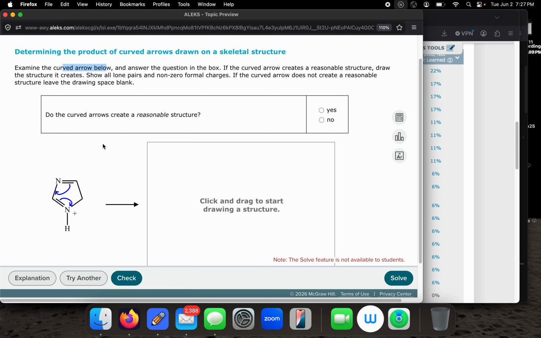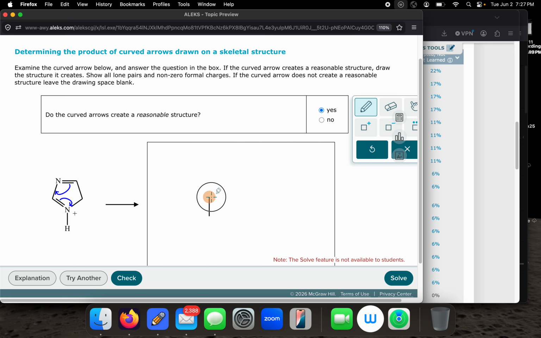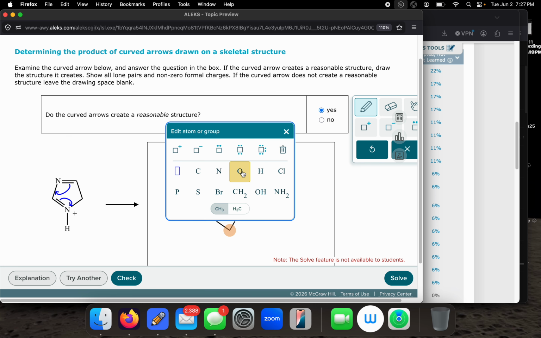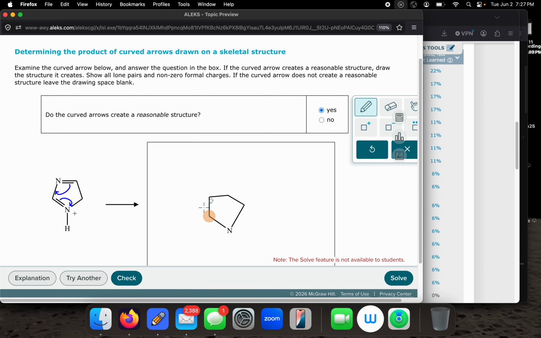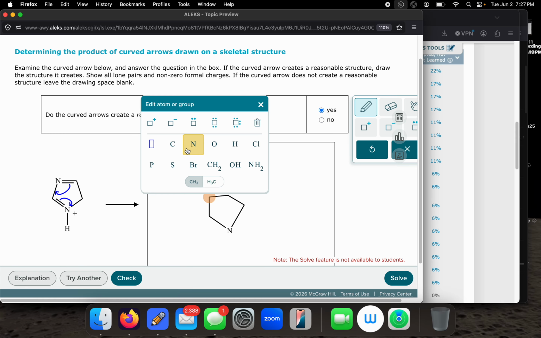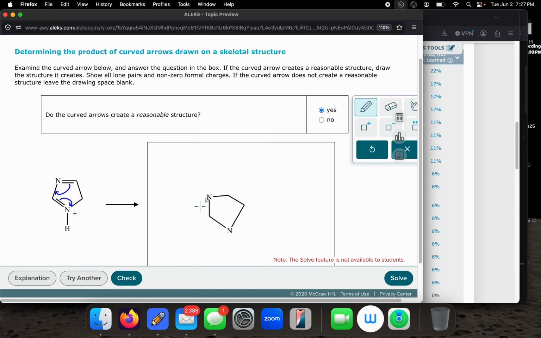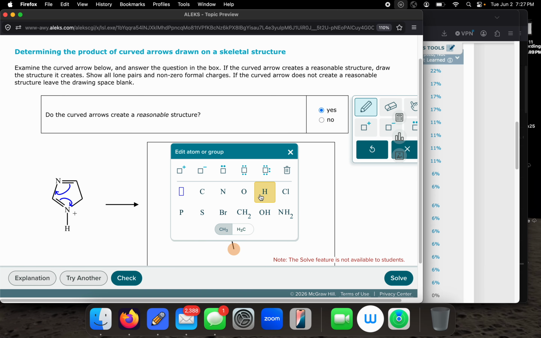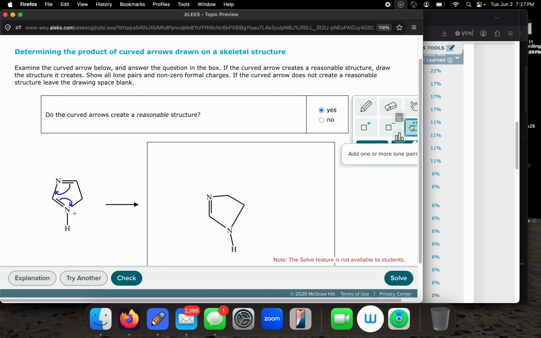So let's go here and say, is it going to be a reasonable structure? I think the answer is going to be yes. And if it's a reasonable structure, what's it going to look like? Let's draw it out. Oh, this is terrible, isn't it? I'm not even going to worry about the looks of that. Nitrogen, like there. It's going to have a double bond here. And this nitrogen's going to have a hydrogen on it, and a lone pair of electrons, right? Boom.